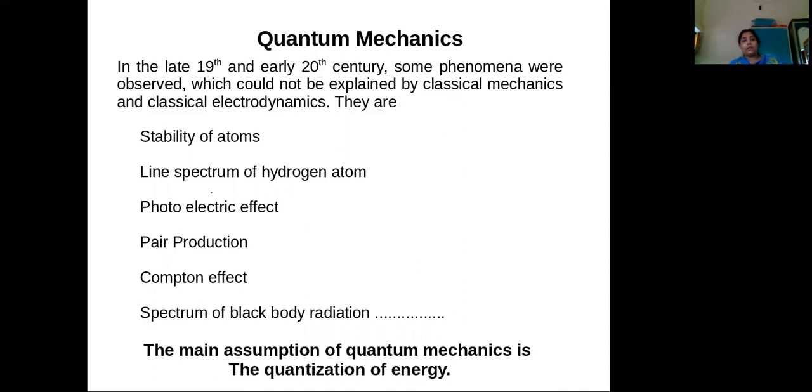Similarly, there were the photoelectric effect, which you have already studied in 10 plus 2, pair production, Compton effect, and the spectrum of black body radiation, which were not explainable by classical mechanics. So quantum mechanics came. The main assumption of quantum mechanics was the quantization of energy. Actually, some people confuse it, thinking that quantum mechanics is for small particles and classical mechanics is for big particles. That is not the case.